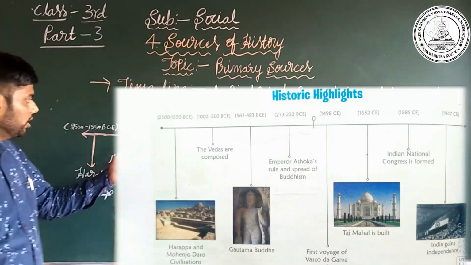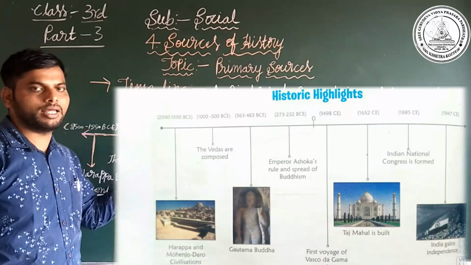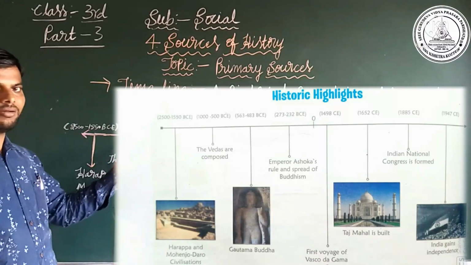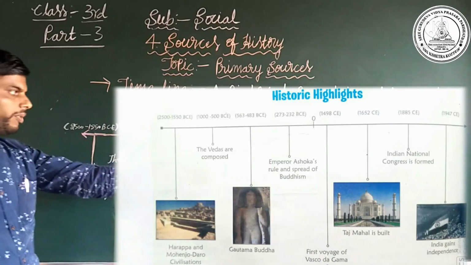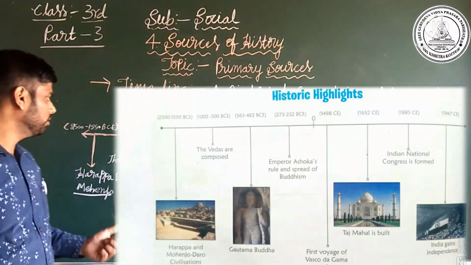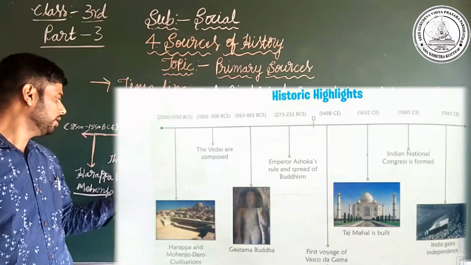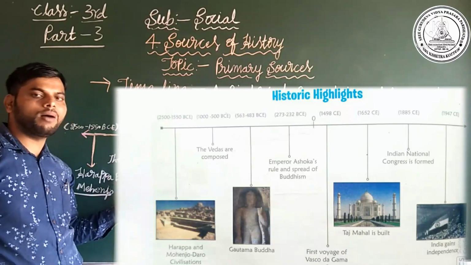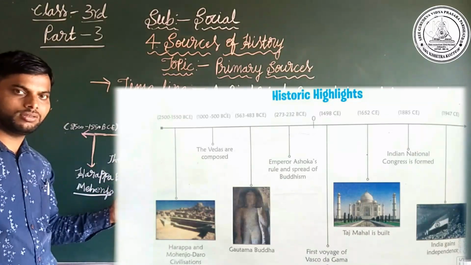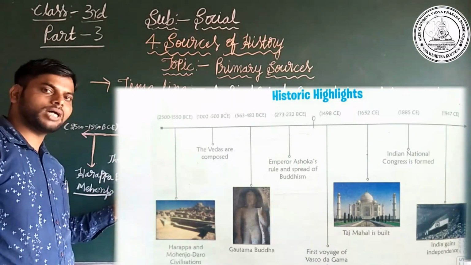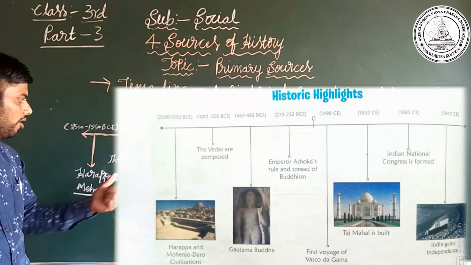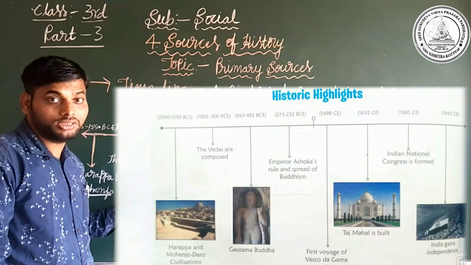Next here, BCE, I already said, means Before Common Era. It is the calendar system before 1 year, taking the birth of Jesus Christ as the starting point. Here, 1000 to 500 BCE, the Vedas are composed. We know that there are four important Vedas: Rig Veda, Yajur Veda, Sama Veda and Atharva Veda. Out of these, Rig Veda is one of the oldest.